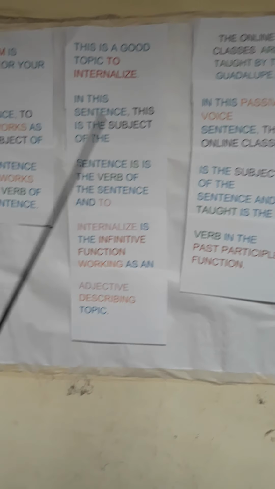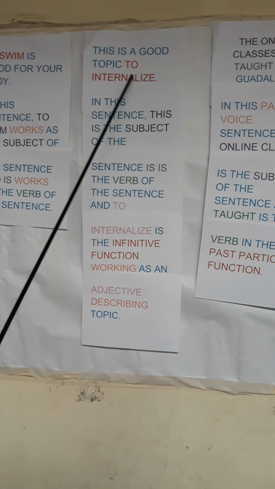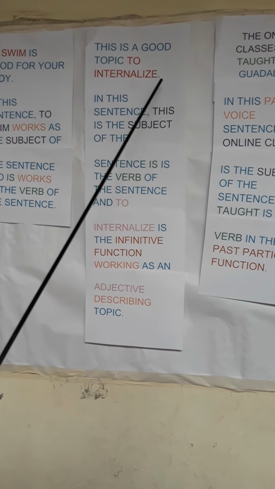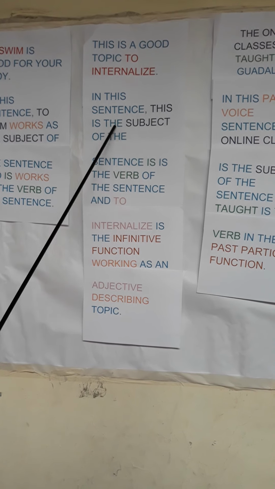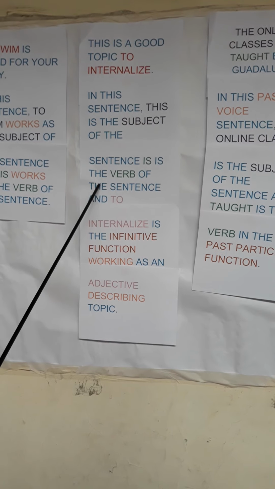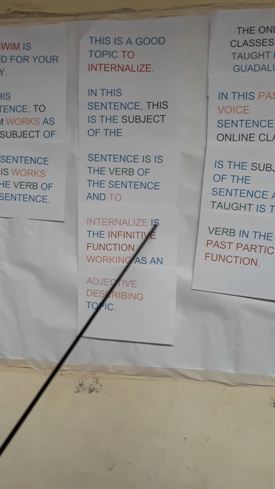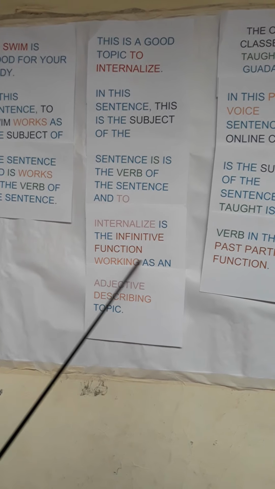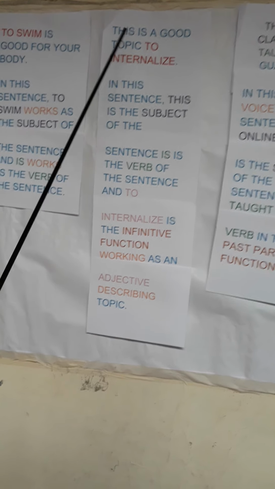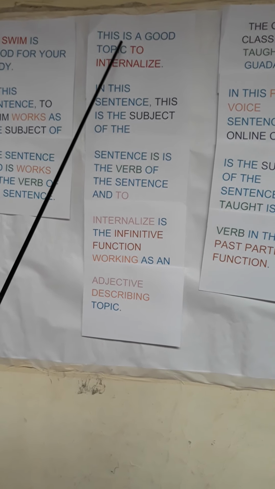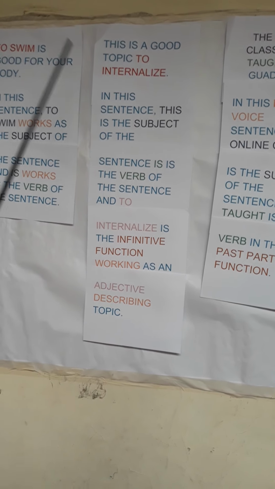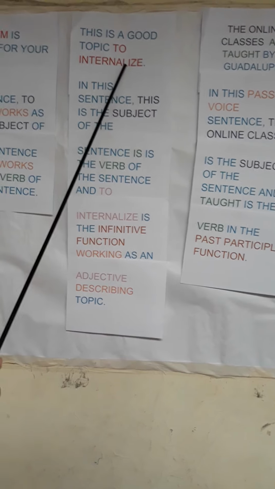Then we have the infinitive working as an adjective. Look at this sentence. This is a good topic to internalize. In this sentence, this is the subject of the sentence. Is the verb of the sentence, and to internalize is the infinitive function working as an adjective, describing a topic. What kind of topic is this? A topic to internalize. Okay? So as you can see, we have it as a noun, we have it as an adjective.